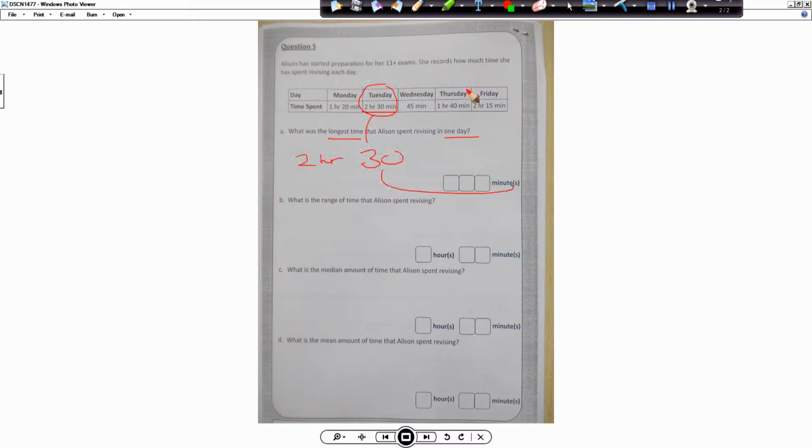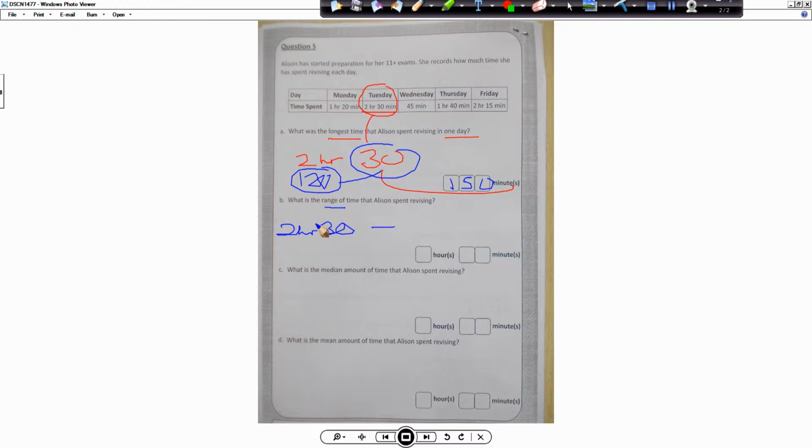Let's restart that. So 2 hours and 30 minutes is not 230 minutes. It's going to be 2 hours, which converts into how many minutes? 2 lots of 60 is 120 minutes for that part. And then we add another 30 minutes here, and together that gives us 150 minutes. You have to do 2 hours times 60, which is 120. Then you add the 30.